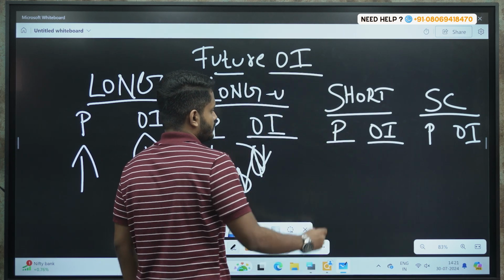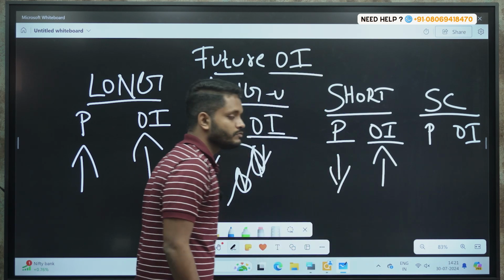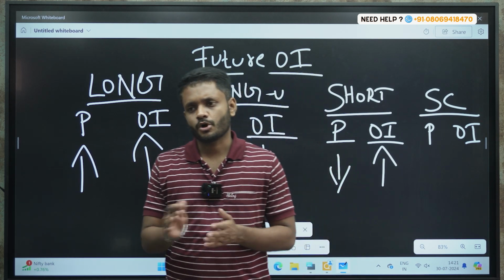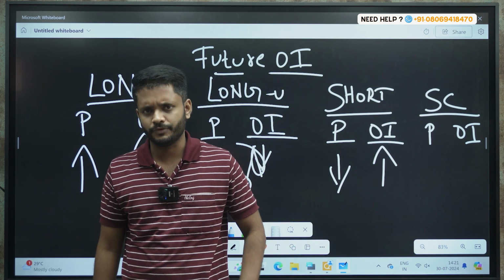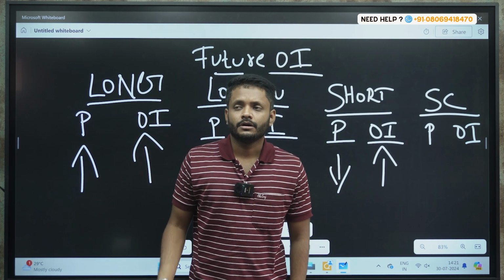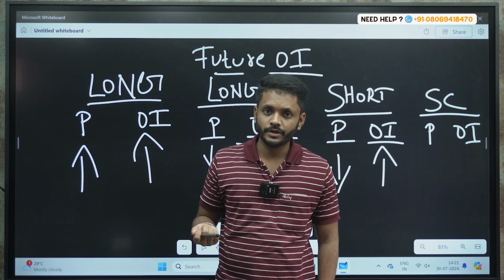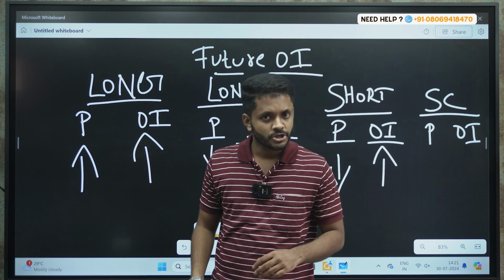Now what is short? Price comes down and open interest moves up. Let's take again the same example. Say for example, a stock is trading at 200 rupees and you're expecting the price to drop down to say 150 rupees. So when you know that a stock is going to touch 150, what will you be doing? You definitely won't buy that stock, correct? You will go and short that stock.